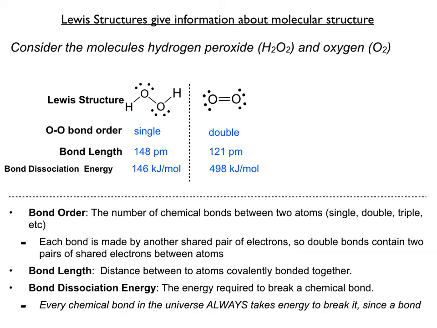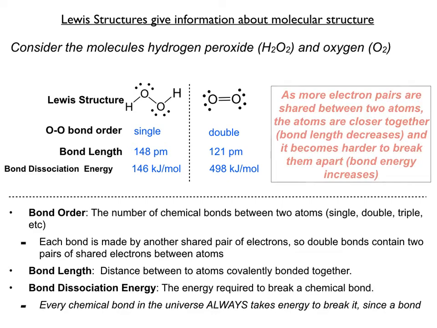So what we're seeing here is that as we have more forces of attraction between two atoms, as we go from a single bond to a double bond or to a triple bond, the bond length decreases. More forces of attraction pulls the atoms in closer together, and the bond dissociation energy increases. Right? It's harder to break apart a double bond than it is a single bond.